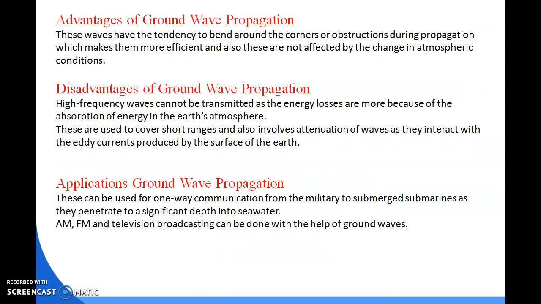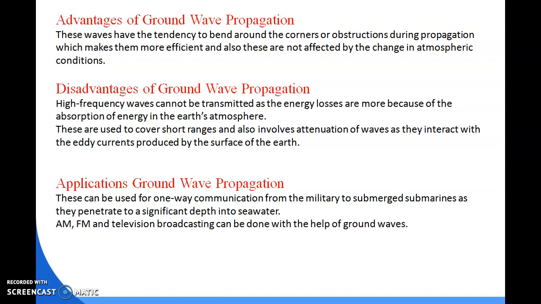This is the advantage of ground wave propagation: these waves have the tendency to bend around corners or obstructions during propagation, which makes them more efficient, and they are also not affected by changes in atmospheric conditions. But the disadvantage of ground wave propagation is that high frequency waves cannot be transmitted, as the energy losses are more because of the absorption of energy in the earth's atmosphere.